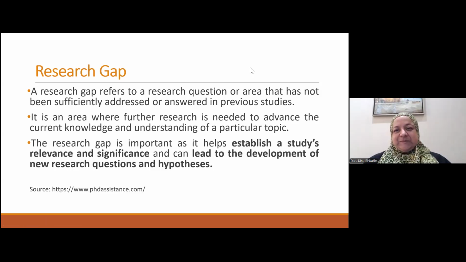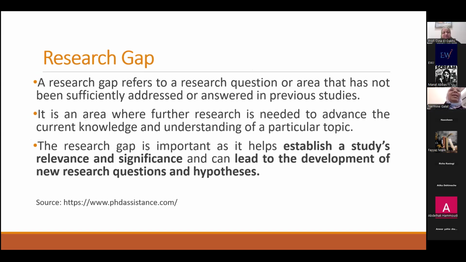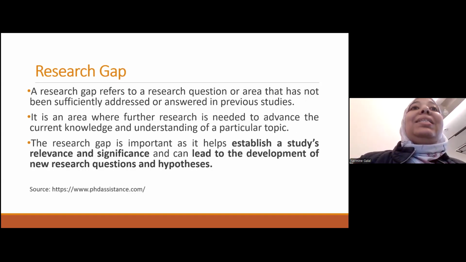Now, given what we have started with regarding what is a literature review, we agreed on the idea that a literature review is what's existing plus one. That plus one is the research gap. A research gap is actually the research question or the area that has not been sufficiently addressed or answered in the previous studies. It's an area of further research that is needed to advance the current body of knowledge, to improve our understanding of a particular topic.